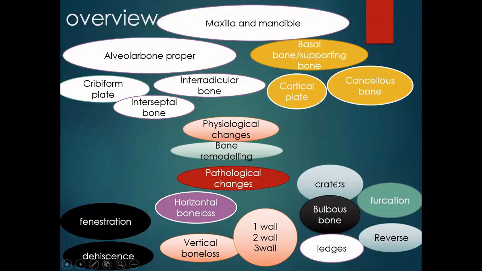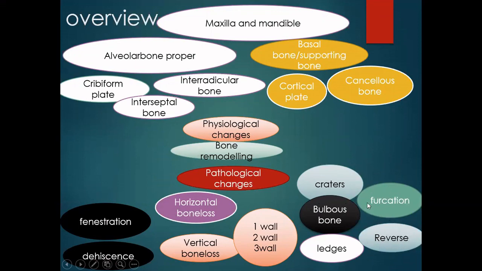Along with that, we have seen craters, where a U-shaped bone defect happens, and ledges, which are a sharp bone growth in the tooth region, and bulbous bone, which is caused by the buttressing bone effect. Then we have seen furcation and reverse architecture, where the root portion has bone and the cervical portion does not. This reversal of the normal architecture is called reverse architecture.